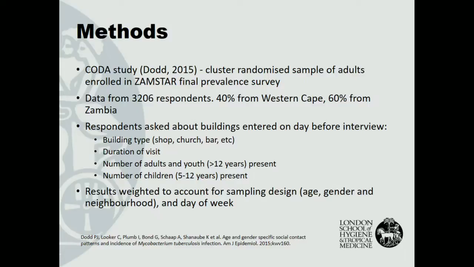3,206 respondents were interviewed using a structured questionnaire about the places they visited on the day before the interview. For each building they visited, they were asked what type of building it was, how much time they spent in the building, how many adults and youths were present, and how many children were present. And all the results I present are weighted to take into account the sampling method and also the day of the week of the interview.